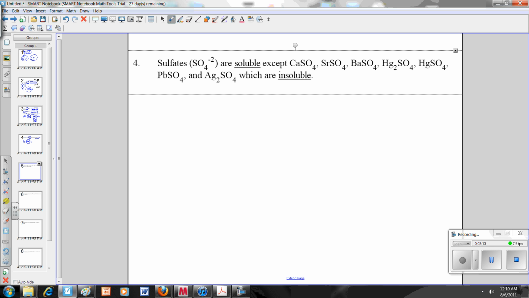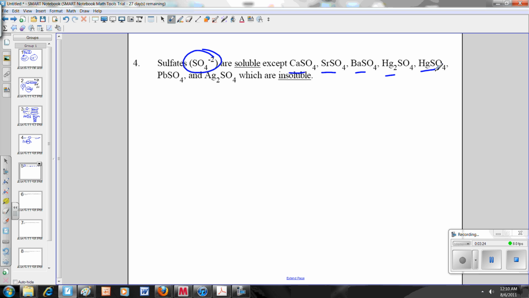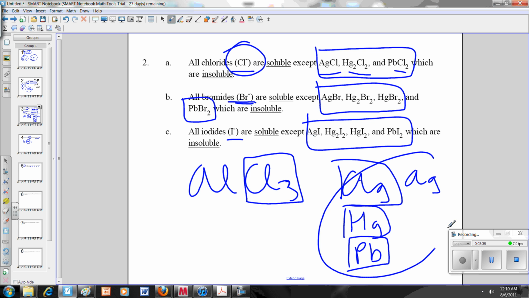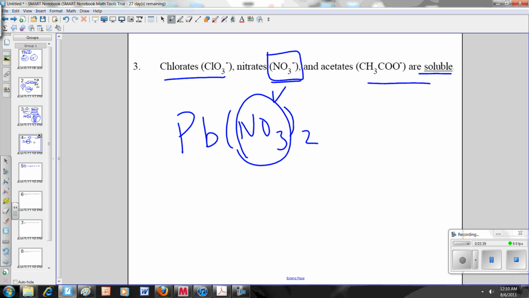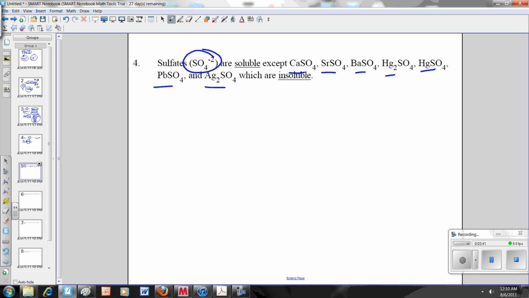The fourth rule requires the most memorization. Most sulfates are soluble. The exceptions are Ca, Sr, Ba, Hg, either plus 1 or plus 2, Pb, and Ag. Those are the ones that are going to be insoluble. If you remember from the previous slide, Ag, Hg, and Pb have a tendency to already be insoluble. So really, you've seen the Ag, the Pb, and the Hgs. The only other thing you have to remember is that these three are insoluble when they're combined with sulfate. I remember it by CBS.